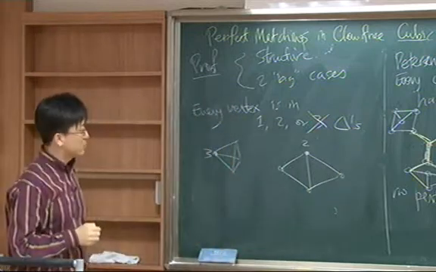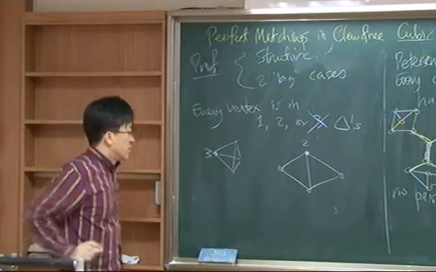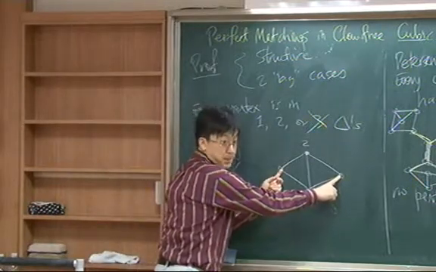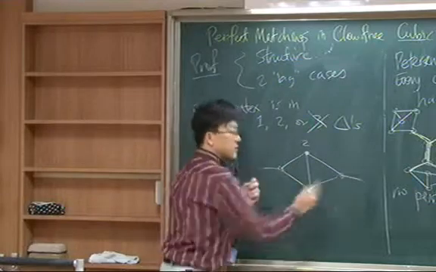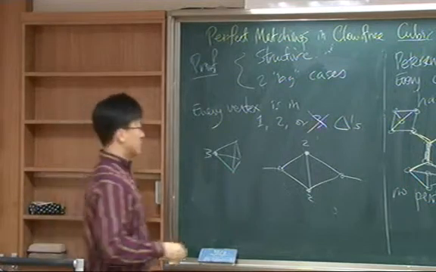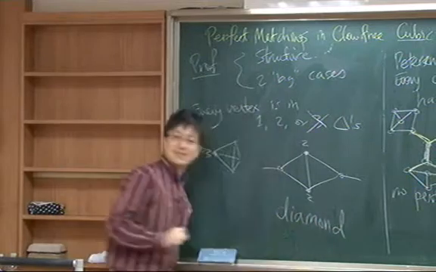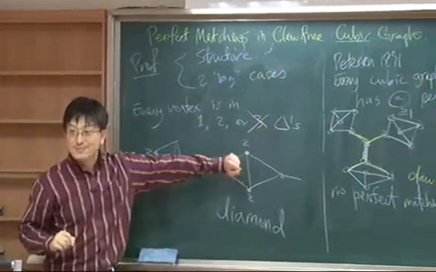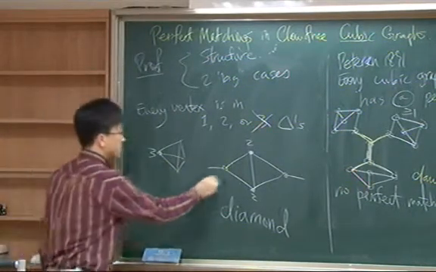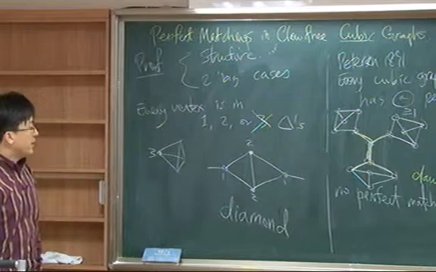Then you might as well draw a graph like this. And then this will also be in 2 triangles. And these guys will not be adjacent. So it must look like this. Right? So I call it a diamond. And then this will be in 1 triangle, 1 triangle.